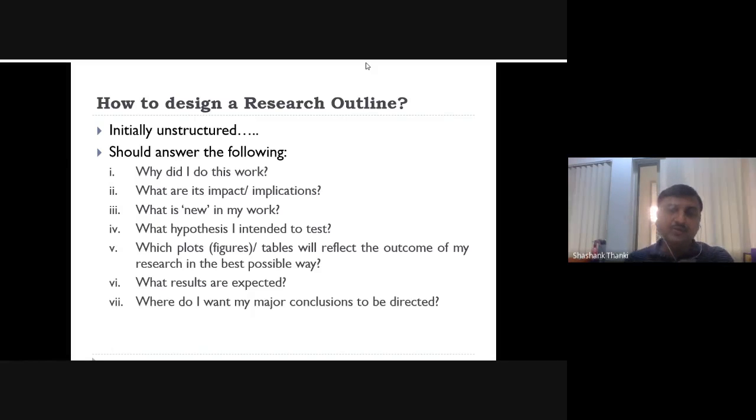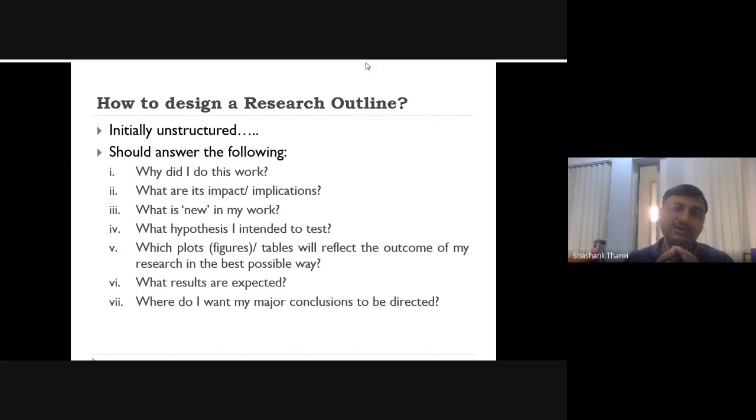and it will have better chances for publication also. Where do I want my major conclusion to be directed? What kind of conclusions would I like, and how would I like to focus on my contribution? Whether with this work I would like to contribute in the area of managerial implications, social implications, economical aspects, or sustainability. How would I like to extend?